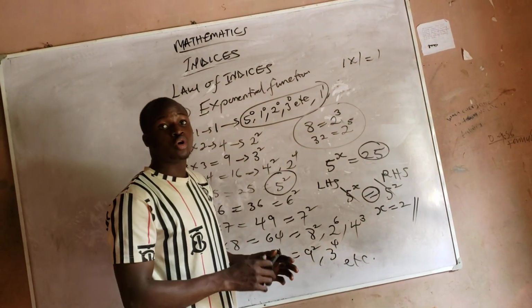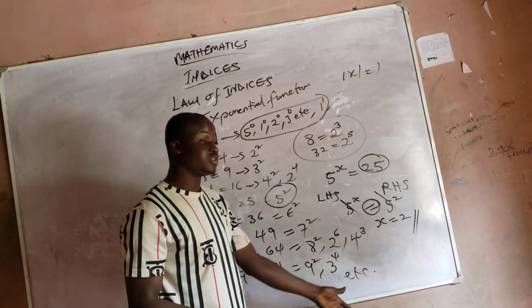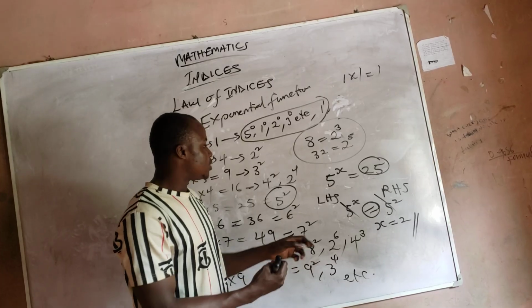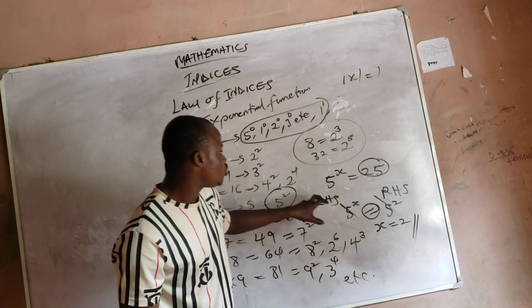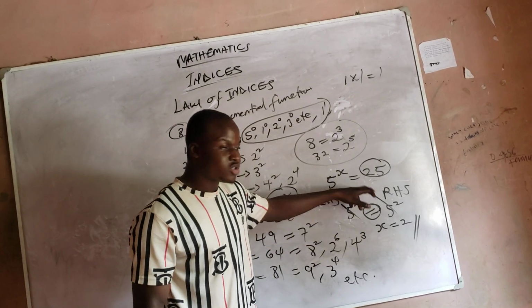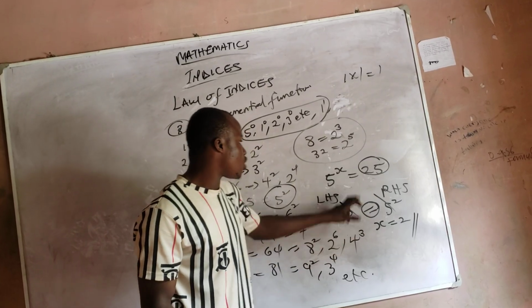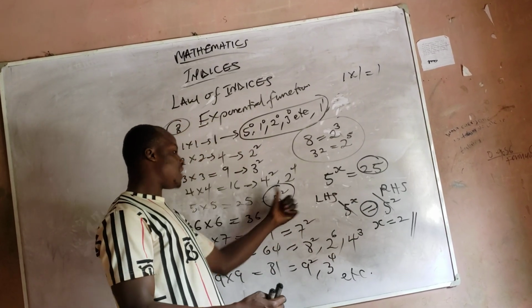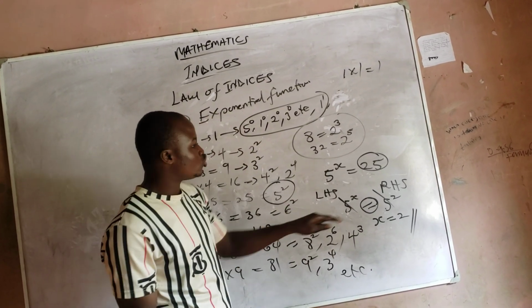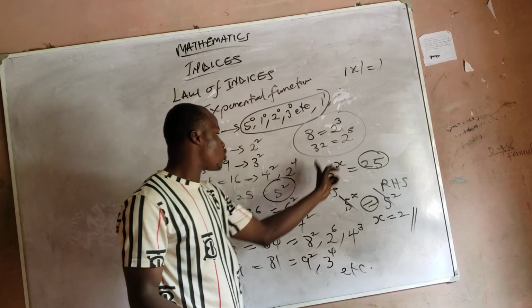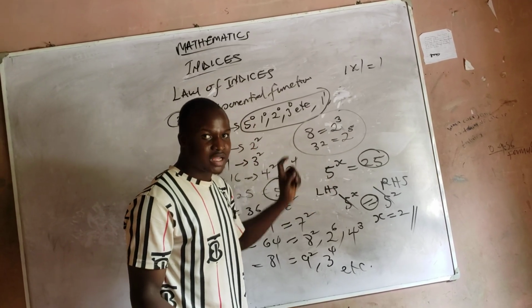Because if you don't know the index of 25, you can't solve this. So you have to make sure that the base is the same. What can you do to 25 so that the base will be equal to the left hand side? You have to do something to this 25 so that the base will be equal with this one. Is that clear now?